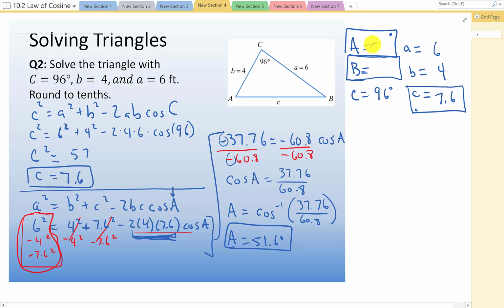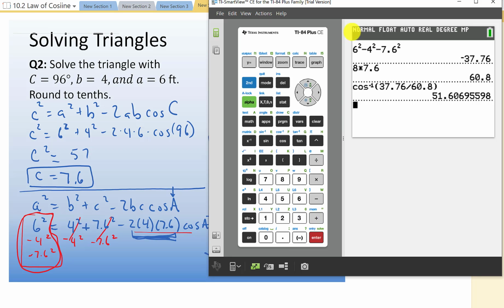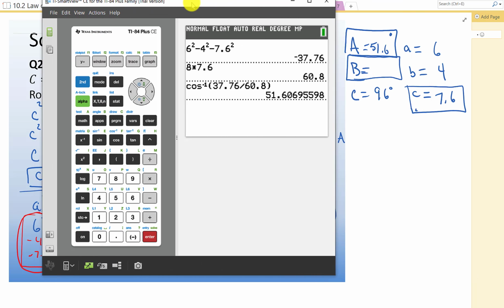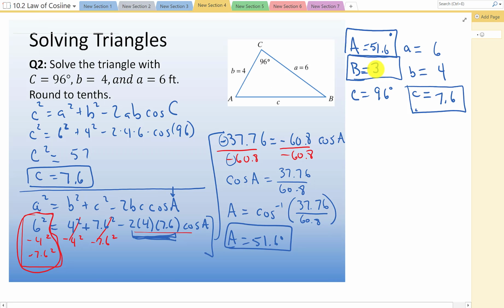So I found the second of my unknowns. And now I know 96 and 51.6 have to be subtracted away from 180, and then I will have the third angle. So 180 minus the 96 minus 51.6. And I get 32.4. And I finished the solution to that problem right there.